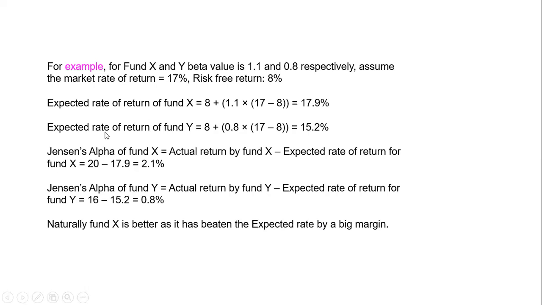So this is Jensen returns, Jensen Alpha. Both have positive Jensen Alpha: positive in case of fund X, positive in case of fund Y. But the higher the Jensen Alpha, the better it is. So these tools are used for comparing two mutual funds. You can compare and you can select a mutual fund for investment.